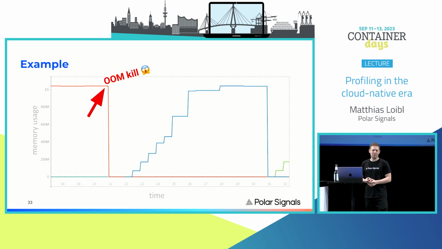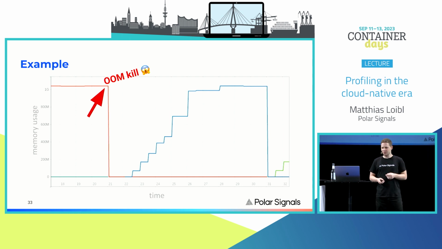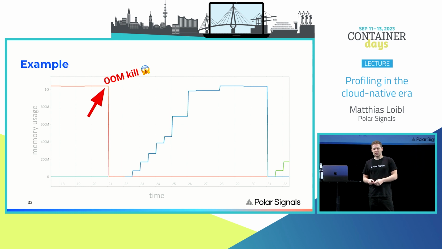OOMkill. So out of memory, right? This is super, super typical. You run something, then it crashes, or actually the kernel terminates the process, and then it starts over, it creeps up over time, allocates more and more memory. Memory doesn't get freed. And then again, at the 31st minute, it gets OOMkilled again. So yeah, you can probably get to a certain availability with a program like this. If you can restart quite quickly, it works. But it's not really good software engineering, right? So we want to fix it.